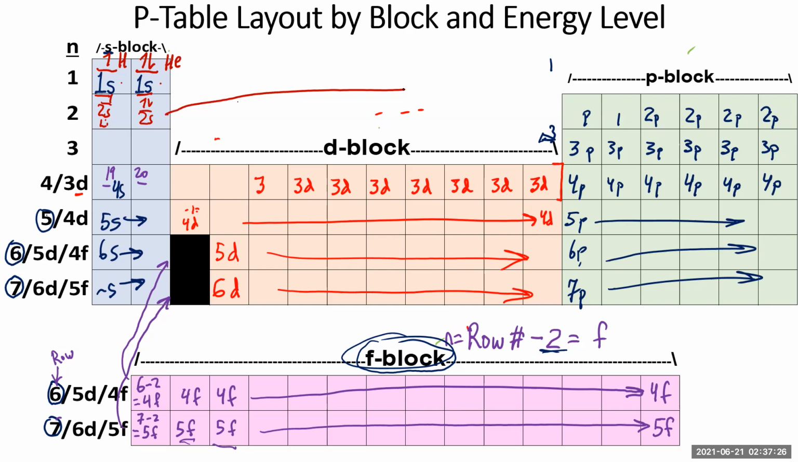Now we're going to skip beryllium, Be for beryllium. We're going to move on over to boron, B for boron, which is a p block element but still on row 2. So we're changing orbitals now, but we are not changing energy levels going from lithium to boron.